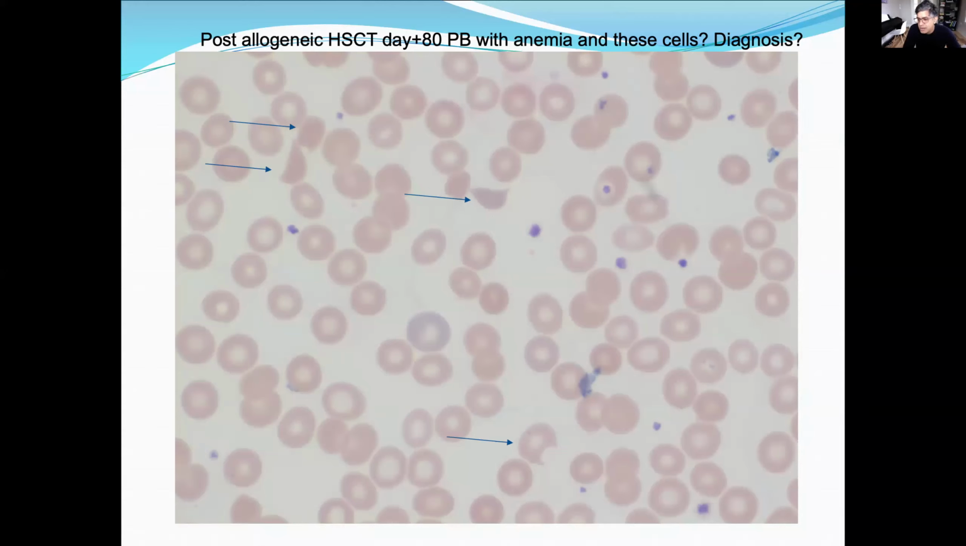Perfect. Dr. Neelakandan has said the answer there: schistocytes. Perfect. So that's correct. These are not exactly bite cells, but these are actually schistocytes or fragments. So how do you tie this in the immediate post-allogeneic stem cell transplant setting? How do you explain this? Is there something that you could use to explain? Anybody?